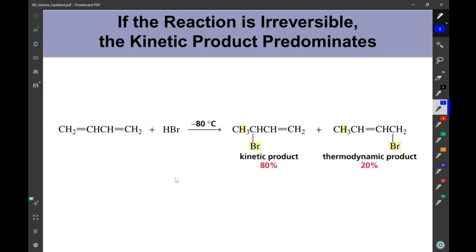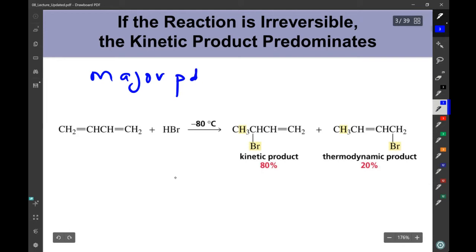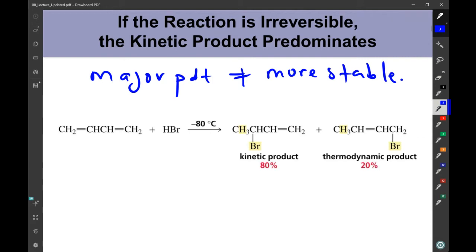First thing I want you to remember is that the major product does not necessarily mean more stable. That's what you need to keep in mind. The major product does not necessarily mean the more stable product. The major product depends usually on the reaction condition.